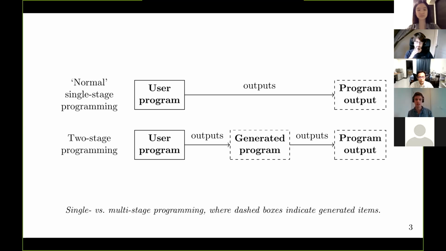This is illustrated on the slide. Normal programming is represented at the top of the slide. Your program is run and generates some output. A generative metaprogram with 2 stages is run to produce a new program. This generated program is then run to produce some output.